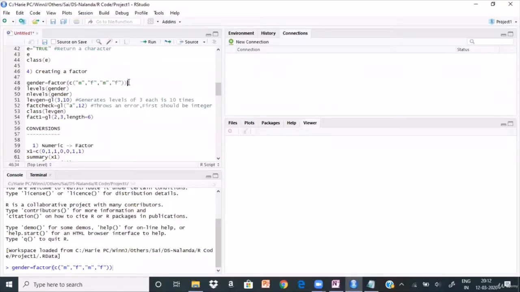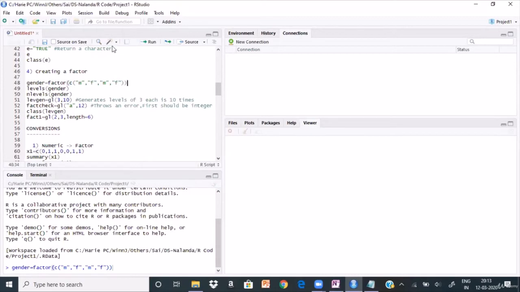I'm defining a variable gender. We discussed this part once, but to recap: there are two genders I'm defining here, male and female, and I'm using a C function to concatenate this data. I want to define this data as a factor. So gender is a factor variable which has two levels. What are the two levels? Male is one level, female is one level.